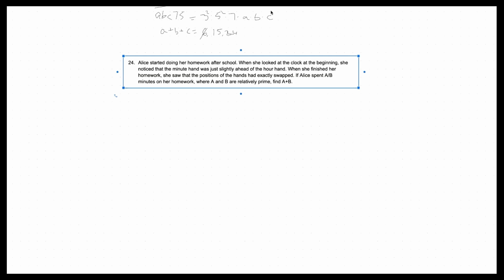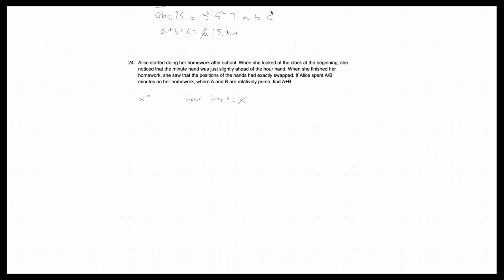So I'm going to zoom in. For this question, you can consider the angle to be x. So this is x degrees between the minute and the hour hand. Then from when she started doing her homework to when she finished, the angle that the hour hand moves is x degrees.